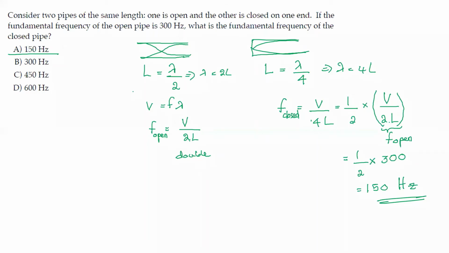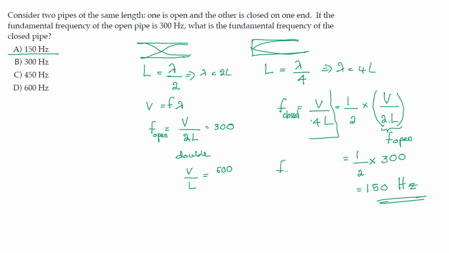So let's say you don't like what I did here. We can do up to here, and this is 300, right? So what we can do is find the value of V divided by L. What is V divided by L? 600, right? If I take this 2 to the other side, I get 600.